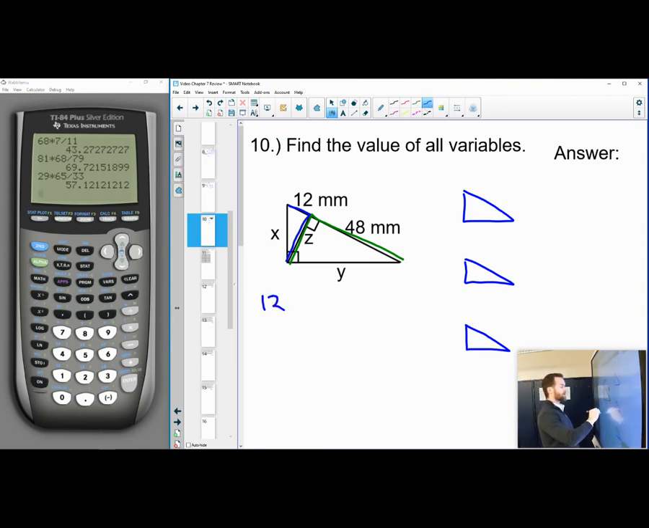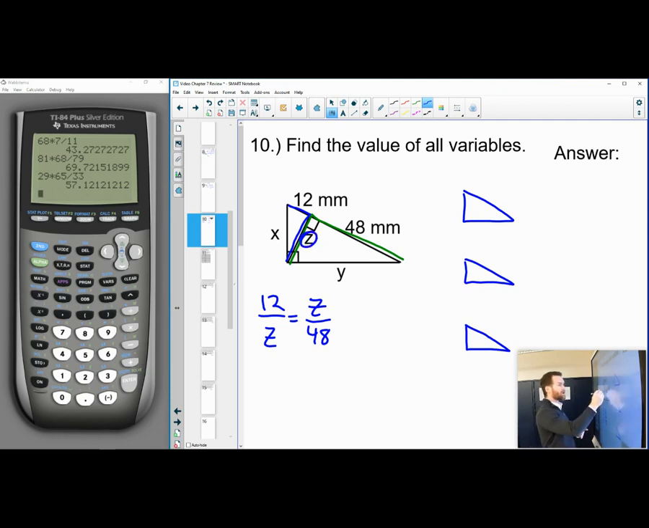It would be 12 over Z equals Z over 48. Then you can just cross multiply. And once you find that number, you could just use the Pythagorean theorem to finish this. So there are a lot of different options here.